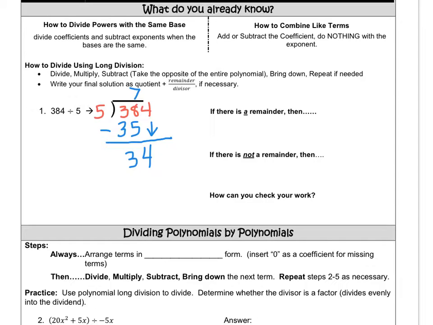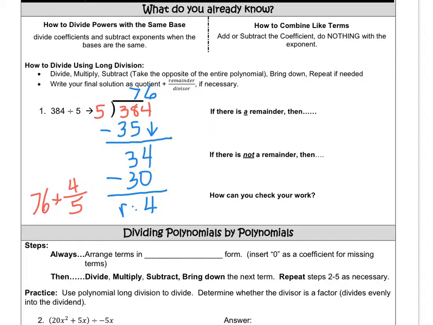And then again we ask, how many times does 5 go into 34? It goes in 6 times. Our next step is to multiply. Then we subtract. And we have a remainder of 4. So the way we write our answer on this is, the answer is 76 plus our remainder over our divisor. So our answer is 76 plus 4/5.